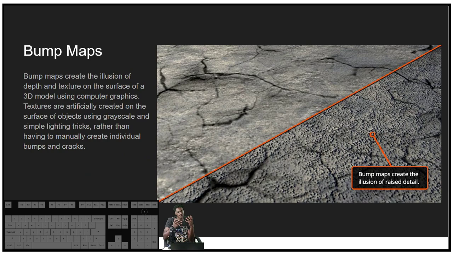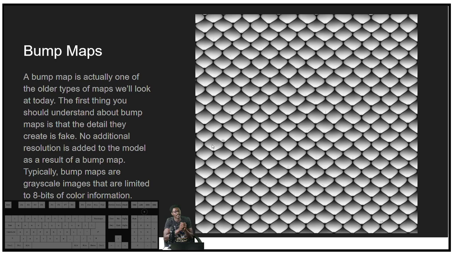Bump maps create the illusion of depth and texture on the surface of a 3D model using computer graphics. Textures are artificially created on the surface of objects using grayscale and simple lighting tricks, rather than having to manually create individual bumps or cracks. Right, so you would add a map onto this so that you would get that micro surface kind of detail on there. This doesn't exist in the geometry. What they're trying to do is give you that feel that you're getting a little more noise than you're actually getting. So bump maps are used for things like that.